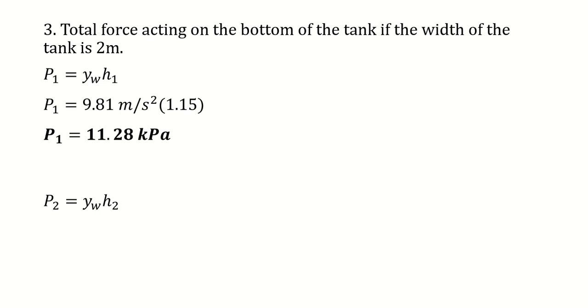For our P2, the formula that we will be using is P2 equals unit weight w multiplied by height 2. Let us substitute the given values. For the unit weight, we have 9.81, and for our H2, we have 0.85 meter. Thus, the value of our P2 will be 8.34 kilopascals.